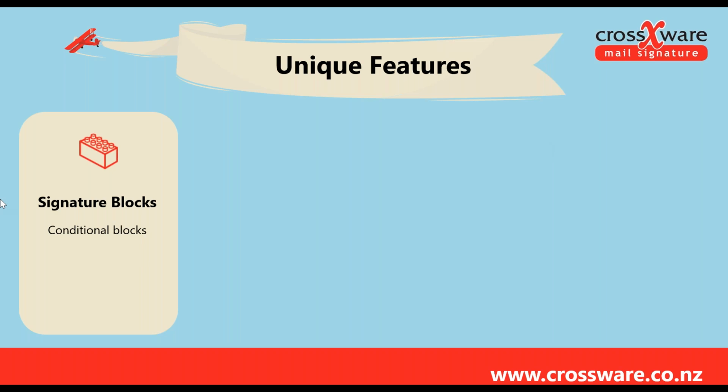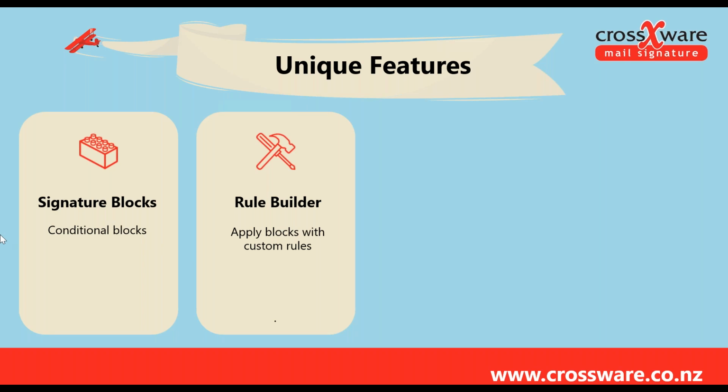So let's have a look at some of the unique features that really do set Crossware apart from other solutions in the market. So the most unique feature with Crossware is the concept of signature blocks. So this is where we can inject flexibility in the way a signature is displayed based on conditions, and I'll share an example of how that looks next.